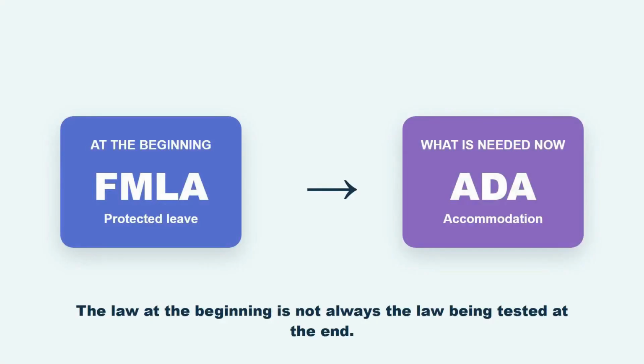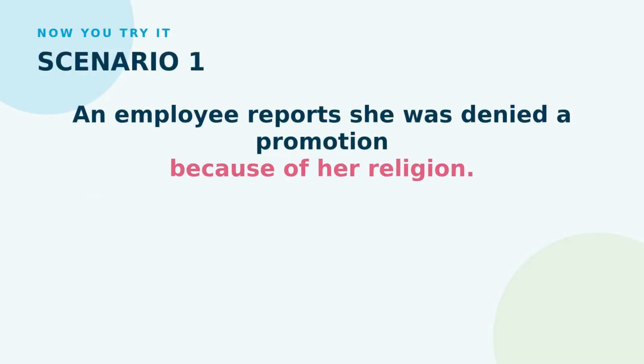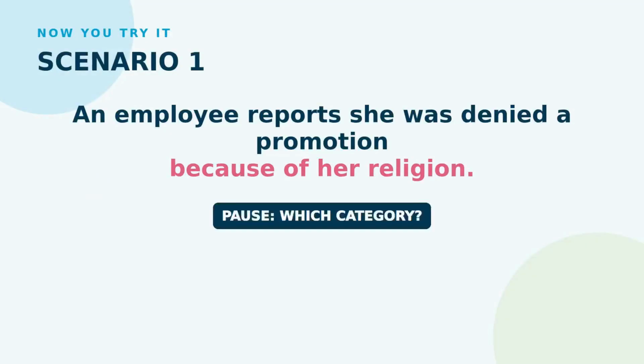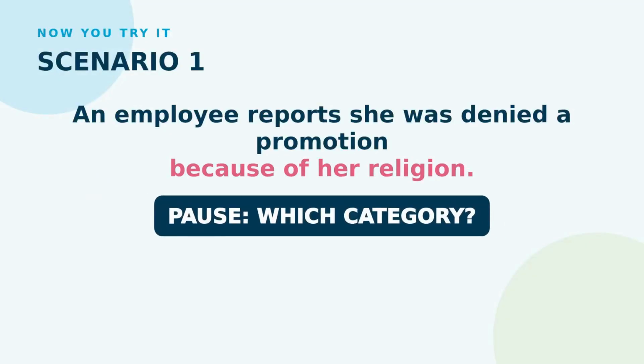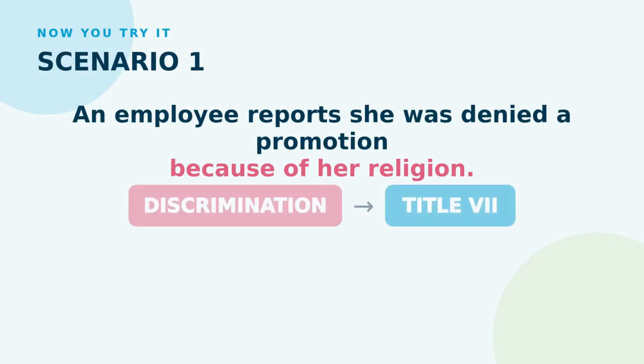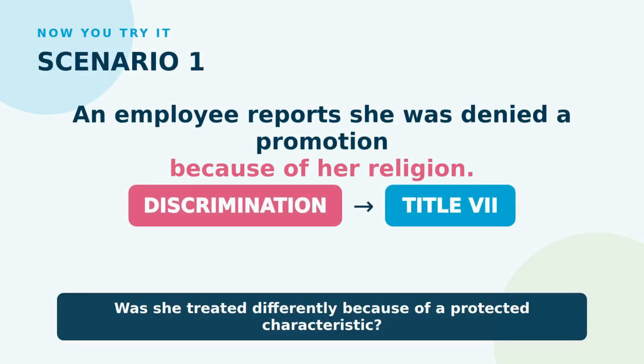Let's see how this works. Scenario 1. An employee reports that she was denied a position because of her religion. Pause for a second. Which category? Discrimination. That points us to Title VII. The issue is whether the employee was treated differently because of a protected characteristic.